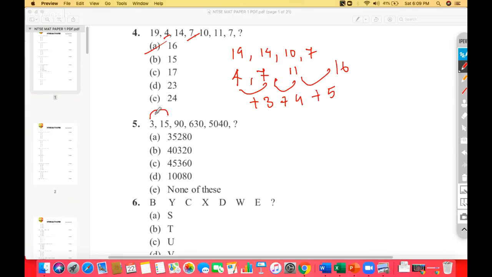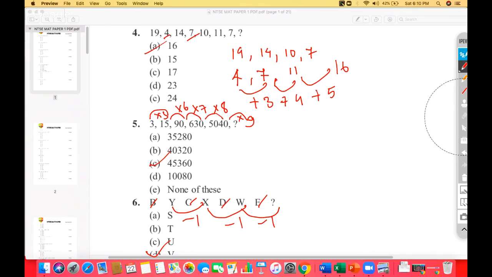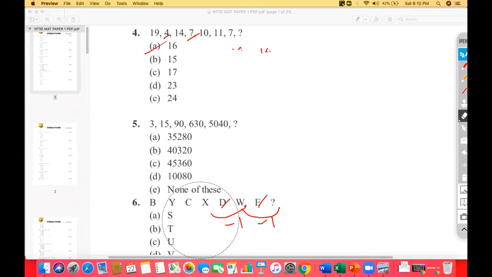Now this is 3 into 5, 15. 15 into 6, 90. 90 into 7, 630. 630 into 8. So now I'll have into 9. So it will be 45,360. So this is the answer. Now if you look at this, B, C, D, E is coming. So it means that plus 1, y minus 1 is x, x minus 1 is w, and w minus 1 is b. So 6D is the answer. So that's the complete answer.